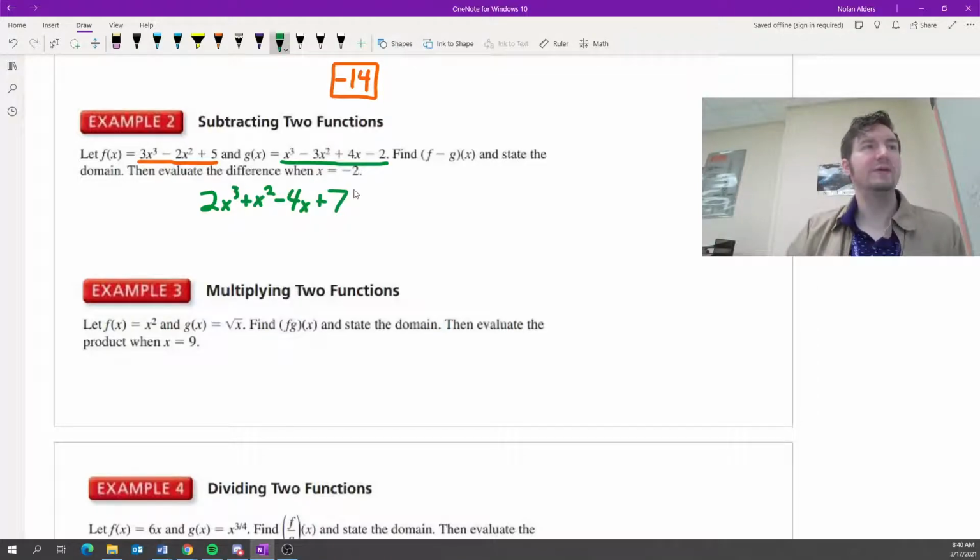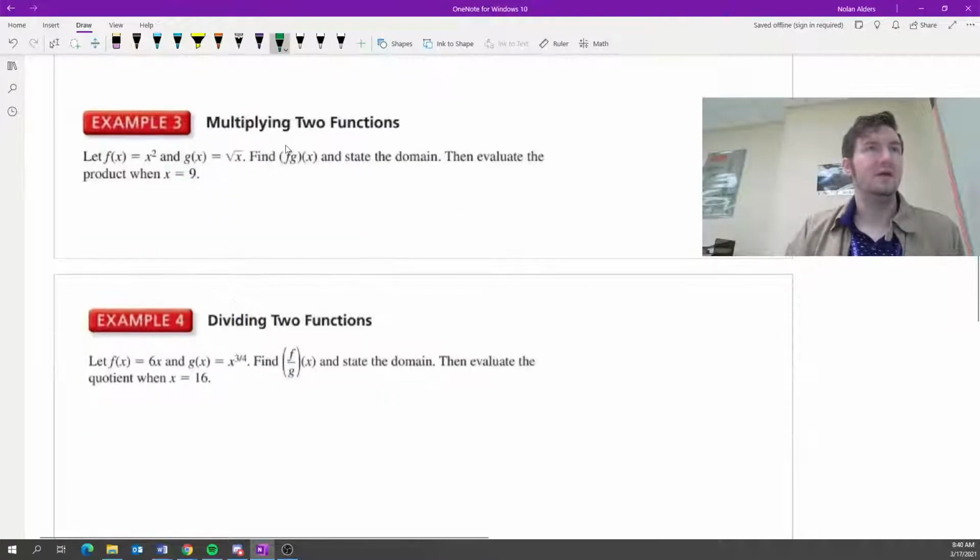Then evaluate when it's negative 2. We'll save a little bit of time in this video, but all you would do is just take that negative 2, substitute it into x, and evaluate what your answer would be. You could do this on a graphing calculator or whatever you want.